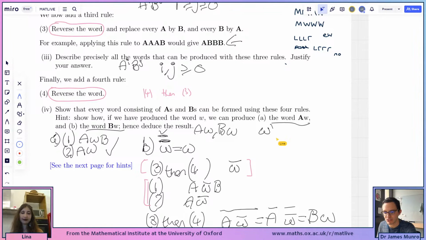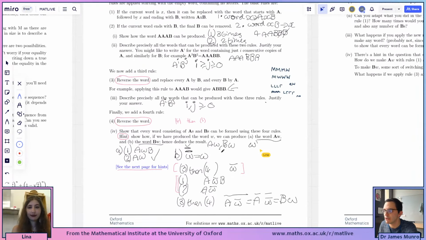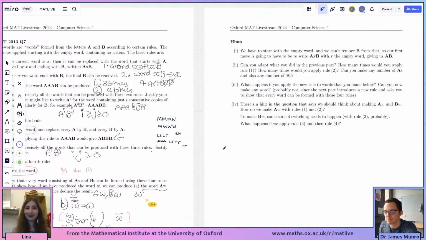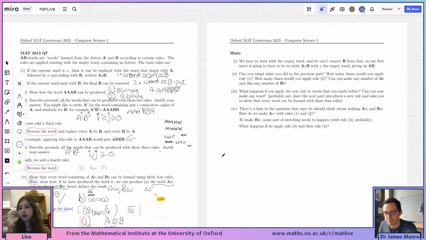There's a good question in chat, which is, do these hints appear in the actual MAT? And ones like this, yes. Sometimes there are hints in the questions. Where it says see the next page for hints, those were written for the MAT Livestream material. So if you want to see extra hints, you can download those about a day in advance. I put these online a couple of days ago. So yeah, sometimes MAT questions have little hints in.